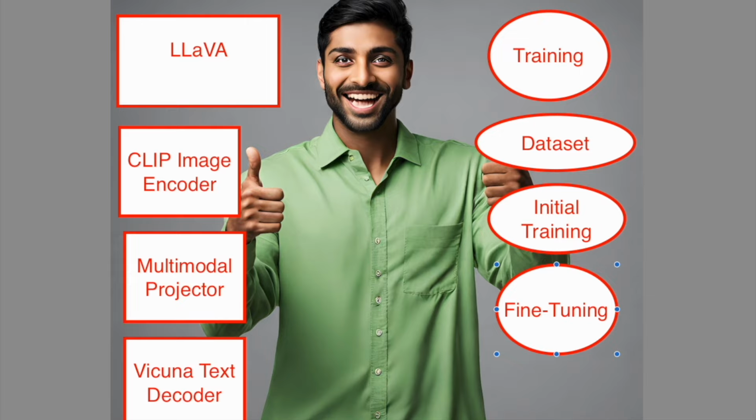In summary, the Llava model is a sophisticated AI system that excels in tasks requiring a deep understanding of both visual and textual information, making it highly useful in many practical applications.